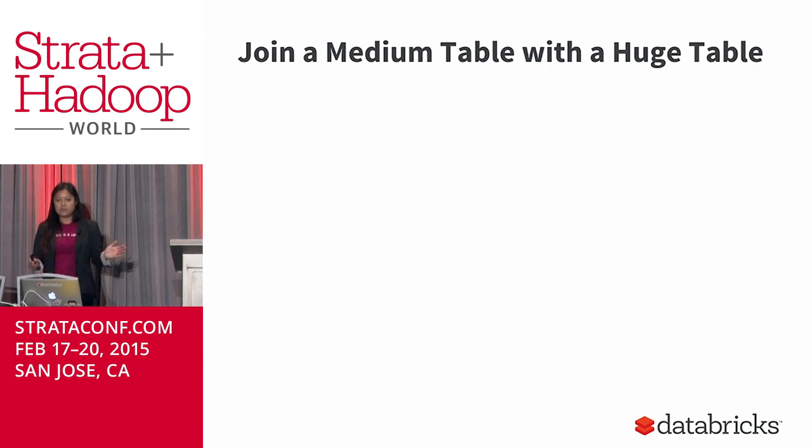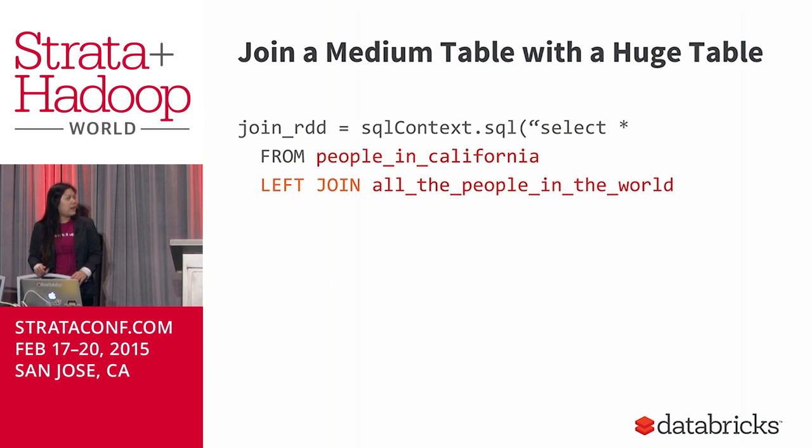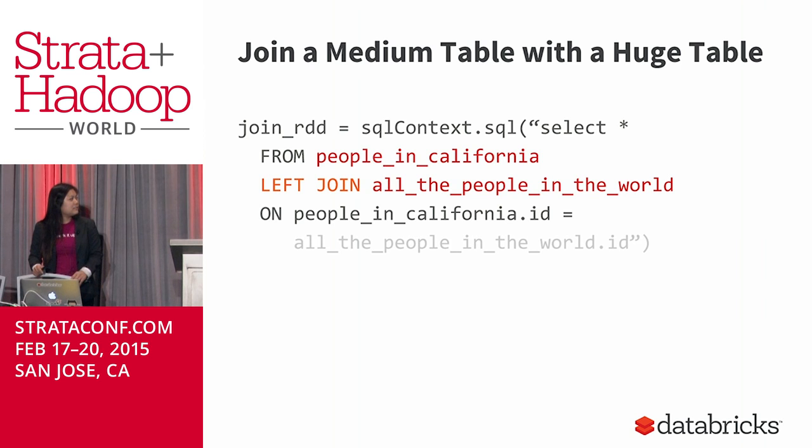Okay, great. Let's go over a third example now of shuffle. Hopefully you guys are kind of seeing how to think about it. So in this case, we're going to do a select star from people in California, a moderate-sized RDD, and we're going to left join from all the people in the world, which is a really humongous table. And we're going to do it on peopleincalifornia.id equals allthepeopleintheworld.id.